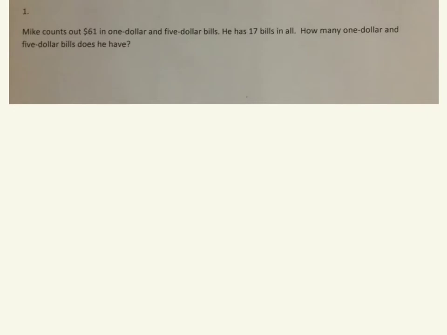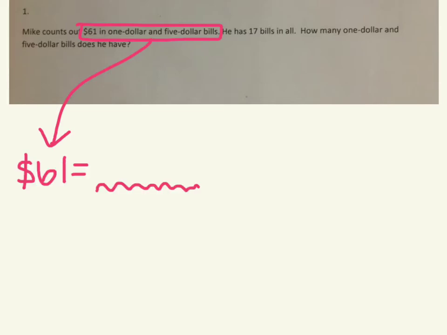Problem 1. Mike counts out $61 in $1 and $5 bills. He has 17 bills in all. How many $1 and $5 bills does he have? First, we need to determine the 2 equations given to us in this problem. This first part of the problem tells us that the total value in all is $61.